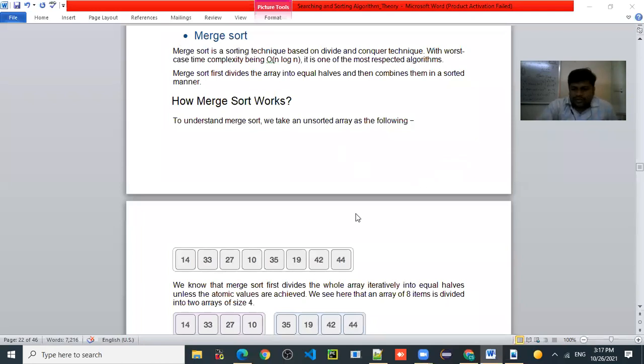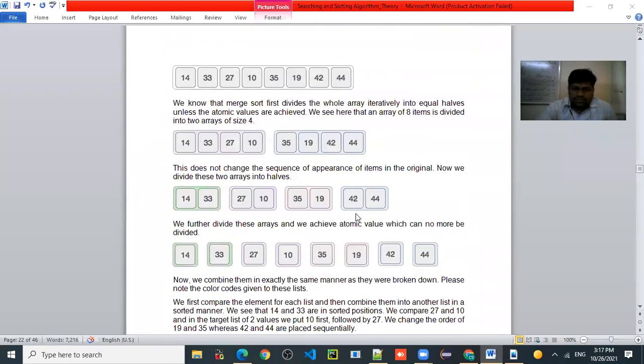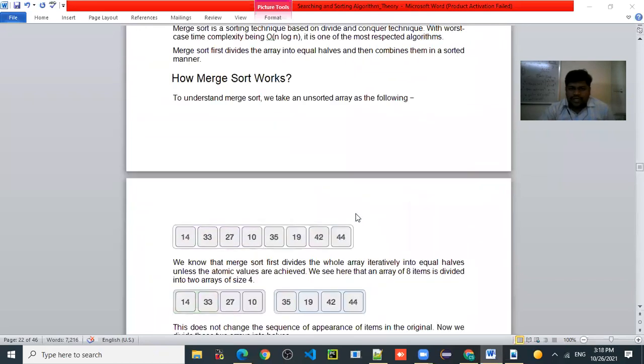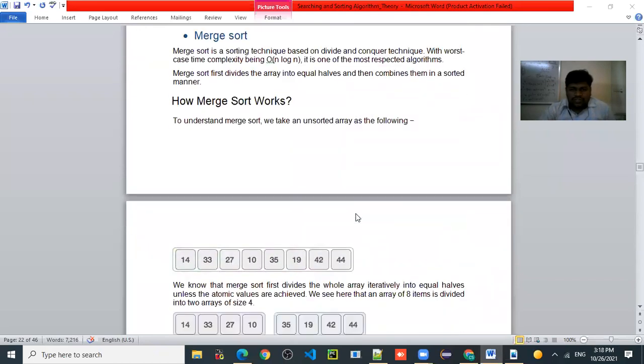Now next is merge sort. The next algorithm is again very simple and very interesting. Is the screen visible properly? Yes sir.